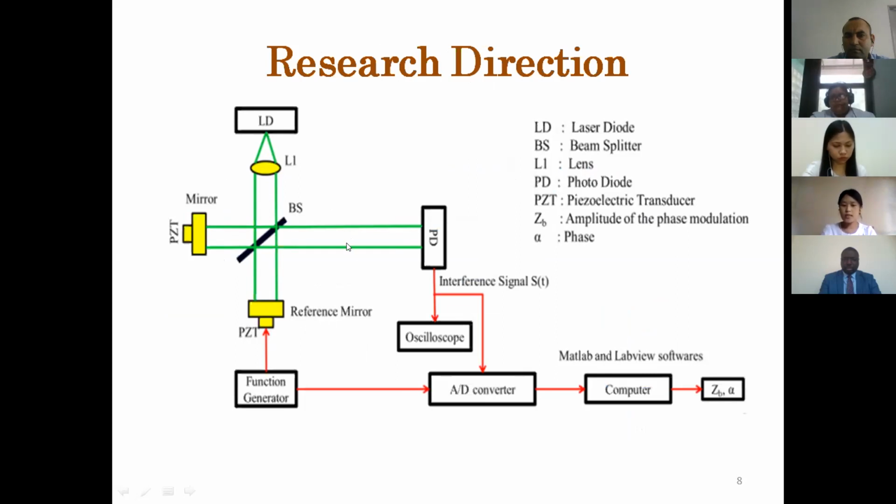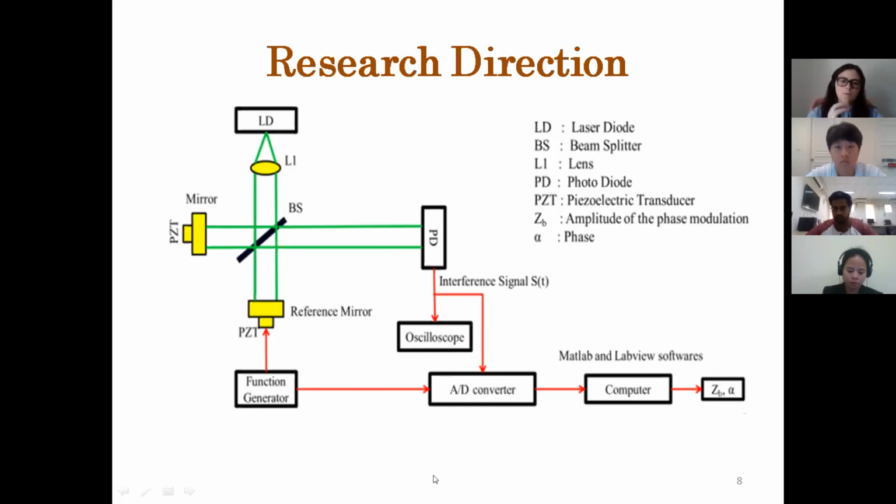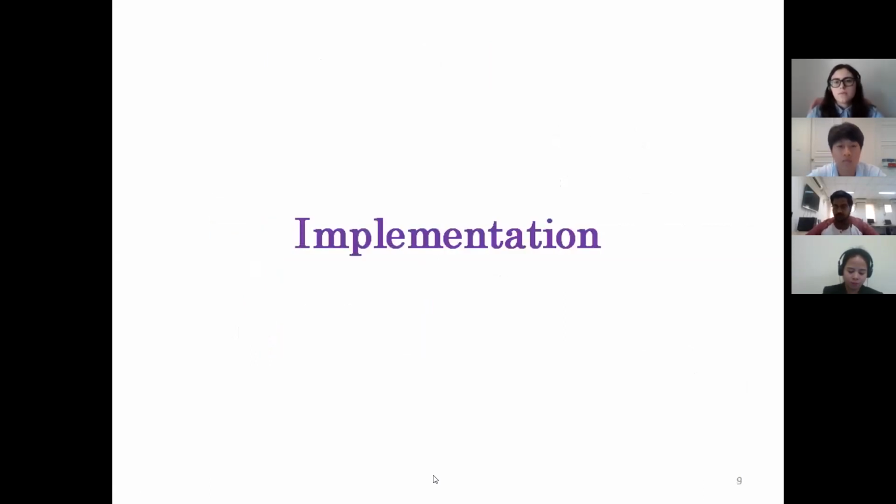Therefore, a photodetector detects the interference signal, and this interference signal from the photodetector goes to the oscilloscope and the AD converter. From this AD converter to the computer, by using MATLAB and LabVIEW software, we can calculate the Z and alpha. In this, the PZT can be controlled by the function generator. This is the sinusoidal phase modulating interferometry implementation.